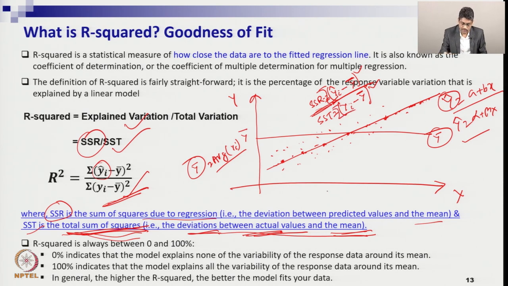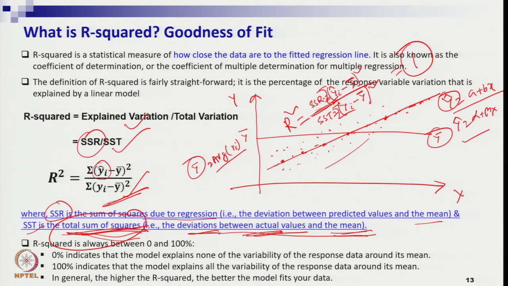This is the total sum of squares of all data to the mean, and here in the numerator you are taking only the points on the line. This is what your R square is. Now think about one aspect here: if SSR becomes SST, or SST becomes SSR, what will happen? Your R square will become 1. So you have a very strong fit, all data are falling on the line.